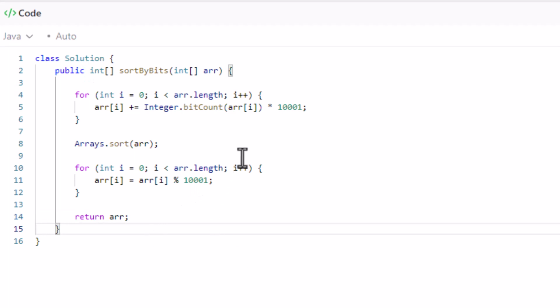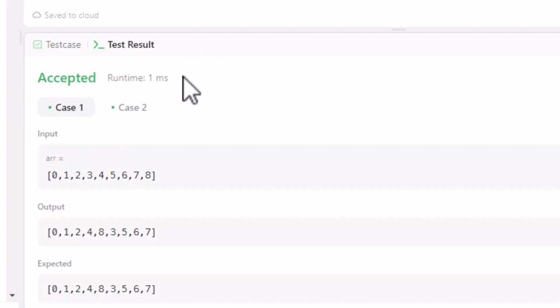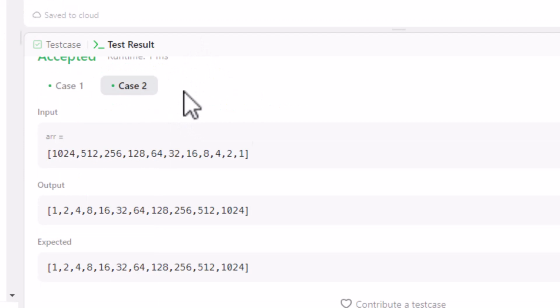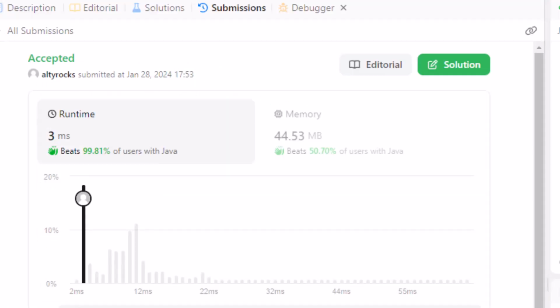Helps if I use plus plus instead of equal equal. Looks like case 1 was accepted. Case 2 is accepted. And submitting that, it is successful.